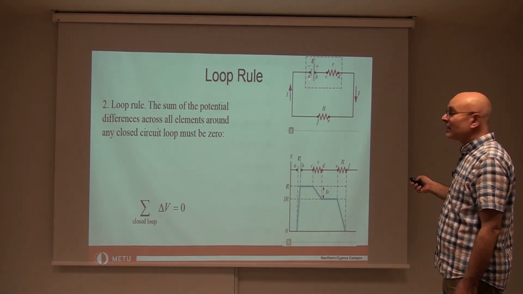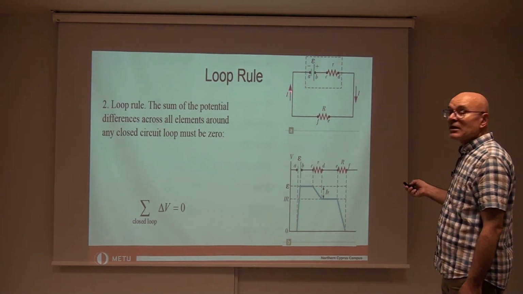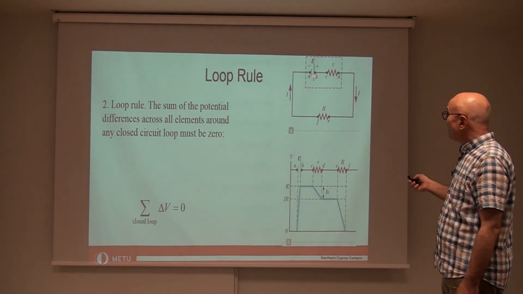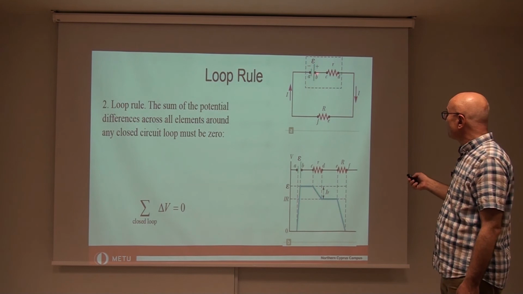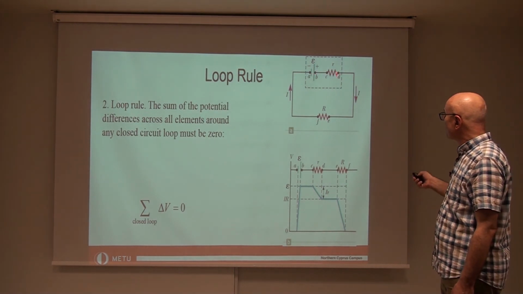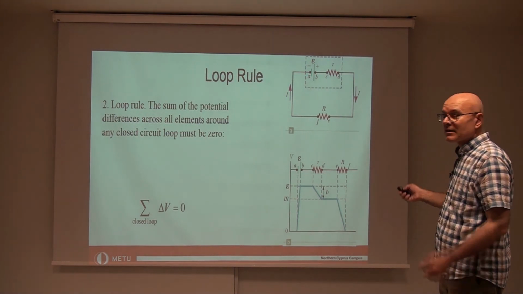So what the loop rule says is that if you add up these potentials, you will get 0. And this is evident here because we have a positive here and we have a negative here, a negative here. So the sum of those two negatives is equal to the sum of this positive.